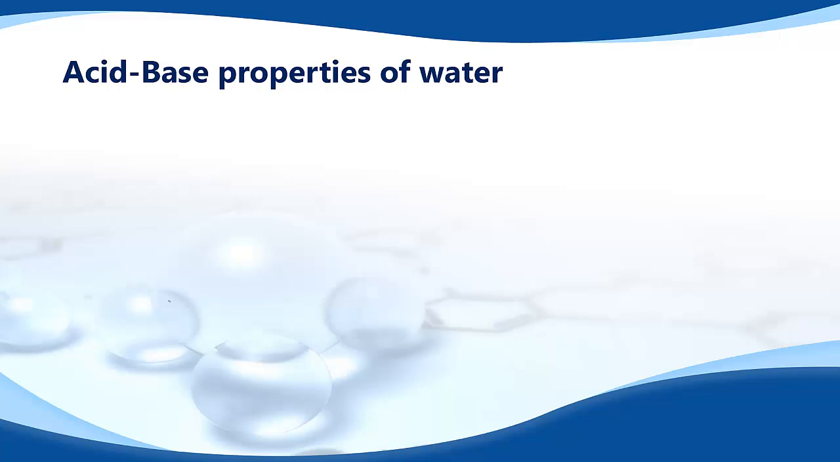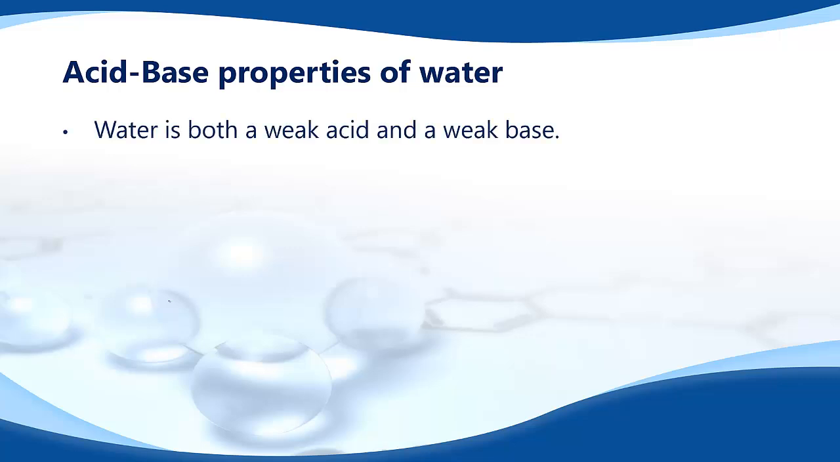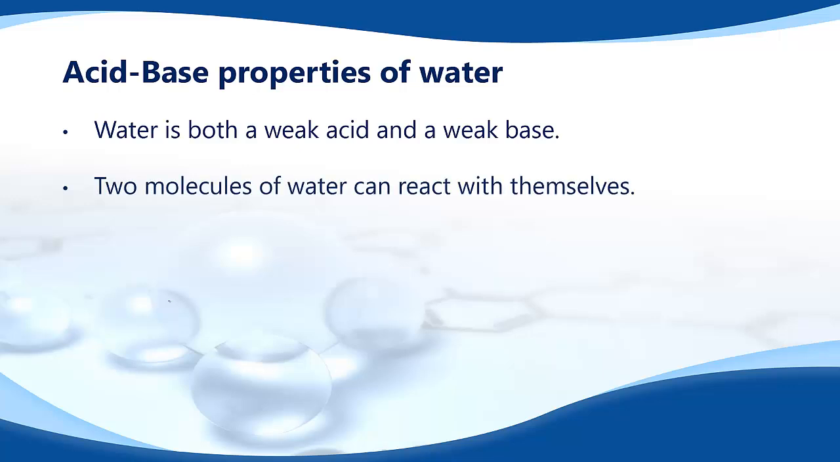Okay, first thing we need to talk about a little bit is water. Water is what's called an amphiprotic or amphoteric substance, meaning that it is both an acid and a base simultaneously. Right, so water is a very weak acid. It's also a very weak base. And we can show this by looking at the reaction of two water molecules.